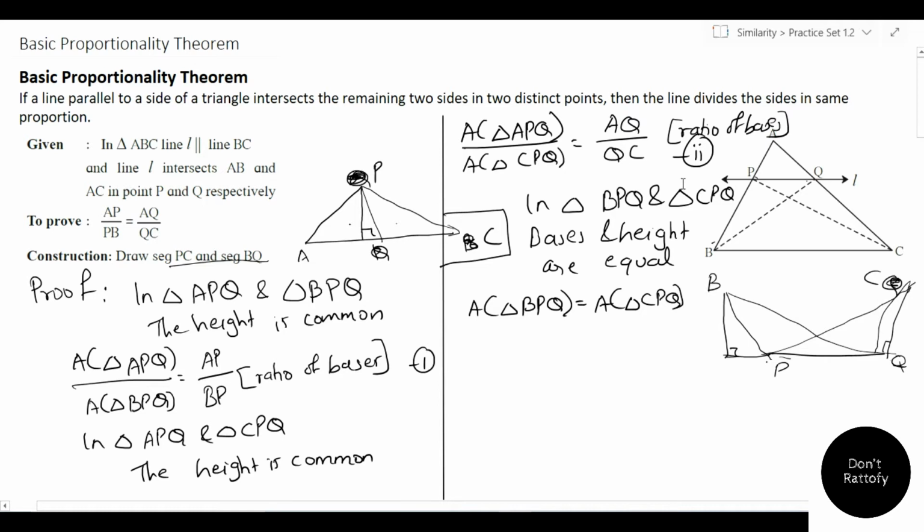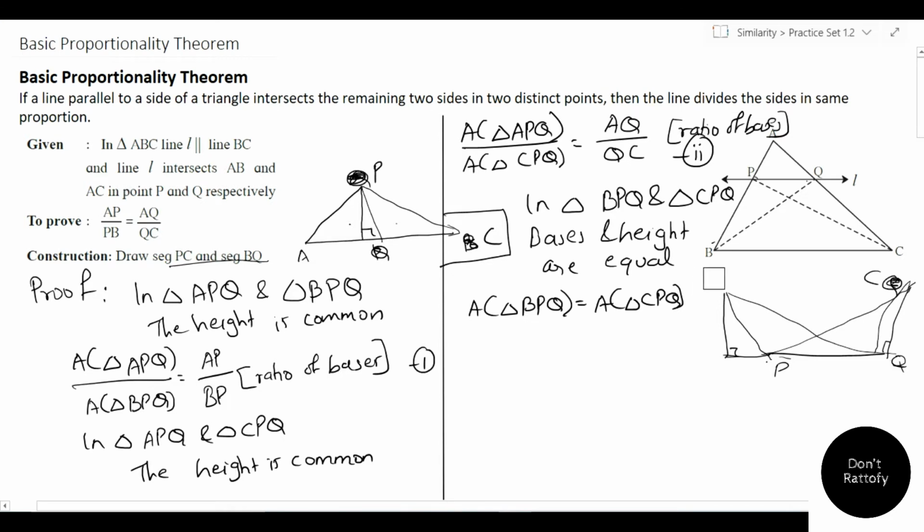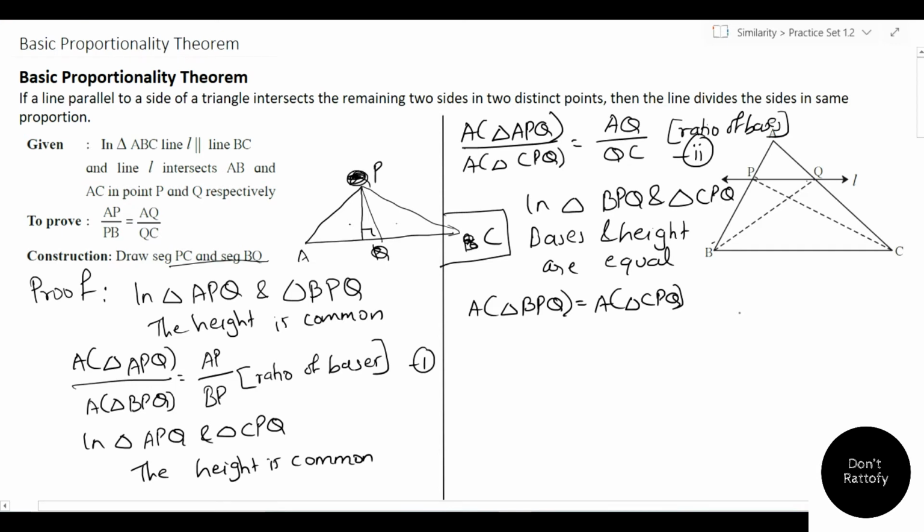I'll just rub it here so that we have some space. Okay, so what I have now is area of triangle BPQ is equal to area of triangle CPQ. Fine. We'll take this as equation 3.